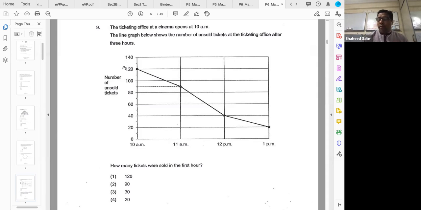That means you are at the counter. At first you got 120. And then after 1 hour, how many tickets you have? Then you can find the amount sold, which is the amount down here. Down here, this is the amount sold. Well done, Akil. What about Izzat?